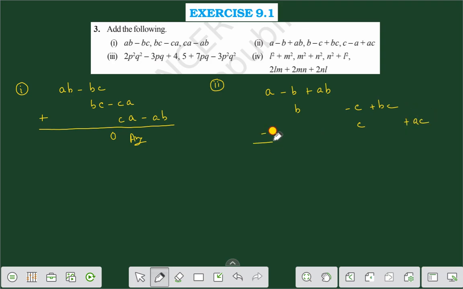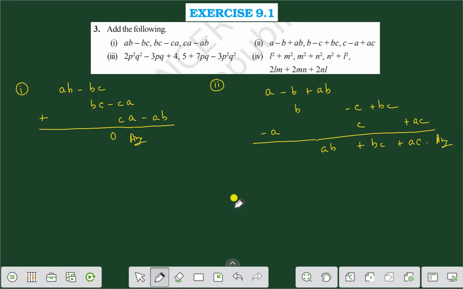If we add these three terms, we get minus A plus A is 0, minus B plus B is 0, plus C minus C is 0. Only AB is left, plus BC, plus AC. This is the answer of question number 2.